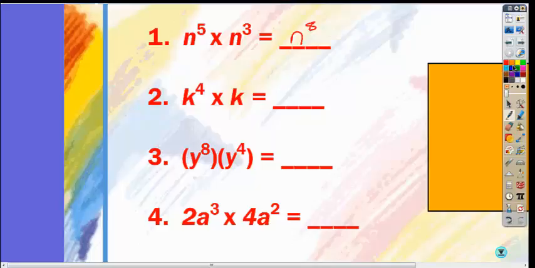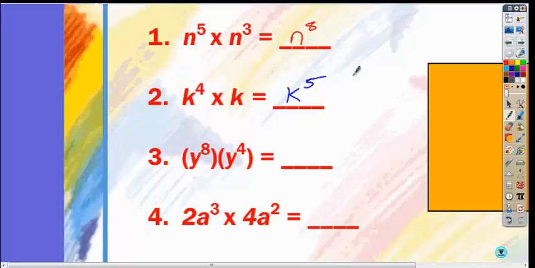When you have the same base multiplied, you add the powers. So we took 5 plus 3 and got 8. So for number 2, what's the base? K. So I have a K and a K. So my base stays as K. And then what do I do with the powers? I add them. So what's the power here? And the power here? So what do I get?